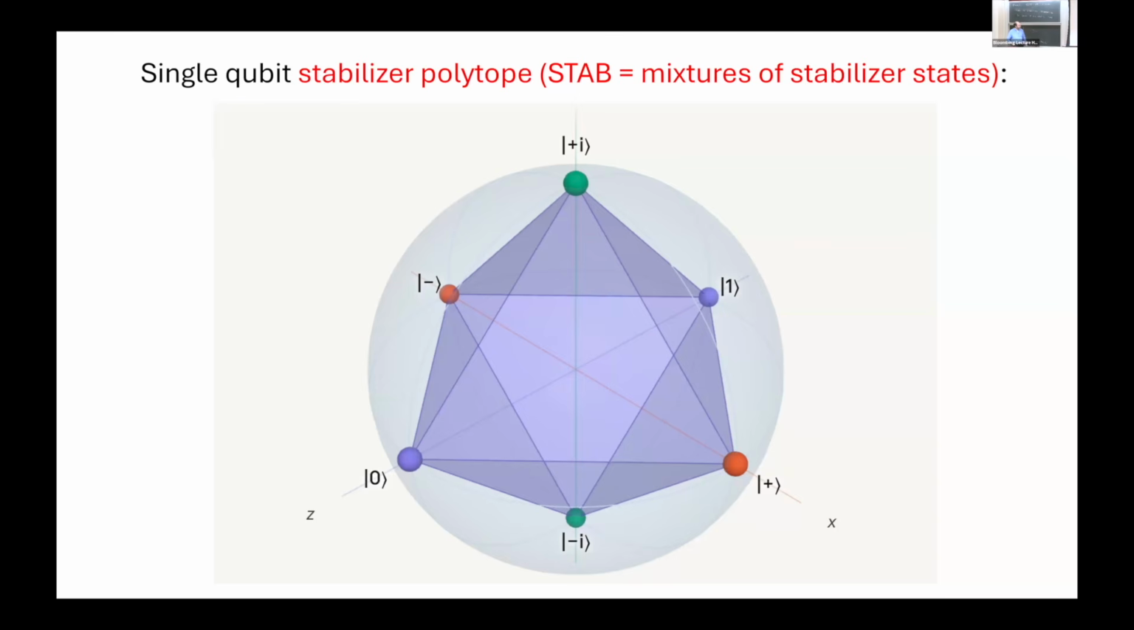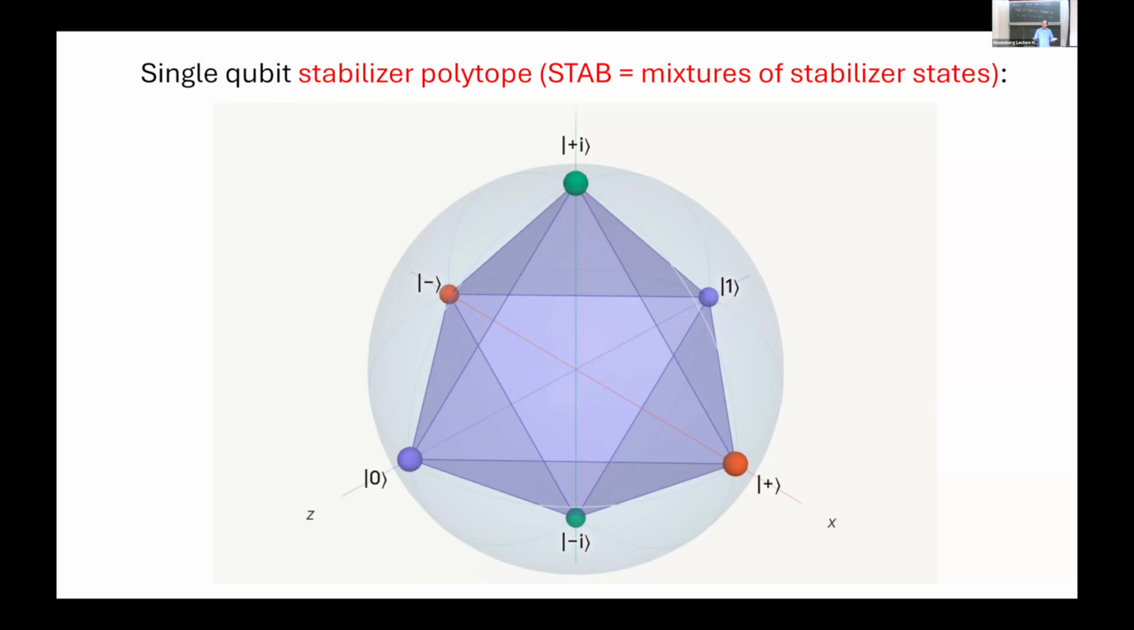So let me just give you an example. So here, this is a single qubit now. There's a standard kind of story for a single qubit. Everything works the same way. The gray region here is the Bloch sphere. This polyhedron is what's called the stabilizer polytope. And it's defined as follows. These dots are stabilizer states, the pure states, the eigenstates of Z, eigenstates of X, eigenstates of Y. And then the polytope is the mixtures, the mixed states that are obtained by mixing these different pure states together.